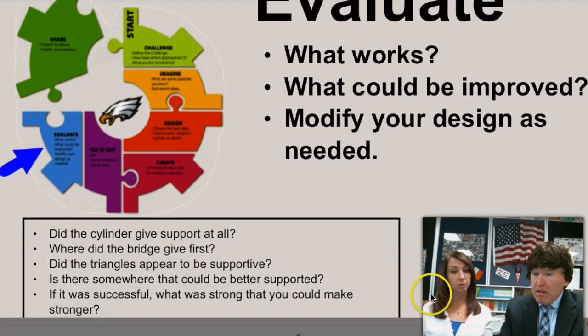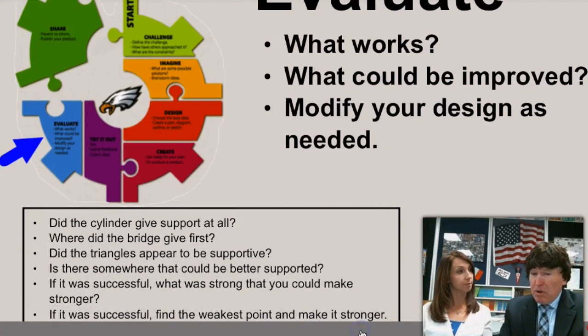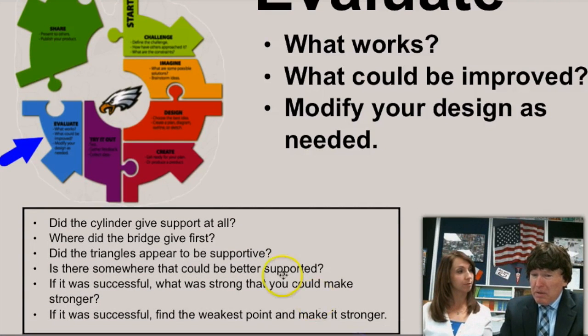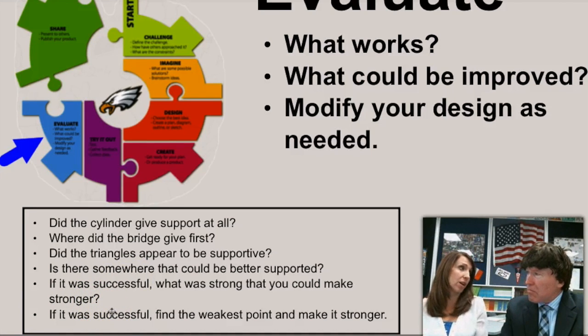Well, the cylinders didn't appear to have given too much support, but the bridge seemed to give in first on the top when we set the brick on top, or set the book on top of those triangular prisms. So I'm wondering if we can change the design just a little bit and make it work. I agree. I think that's maybe a weakness, a weak point that we could strengthen.